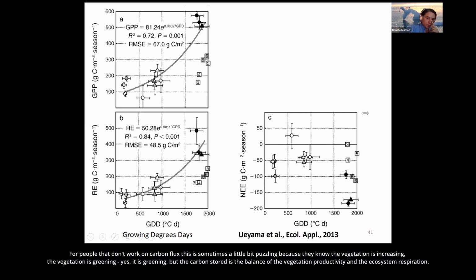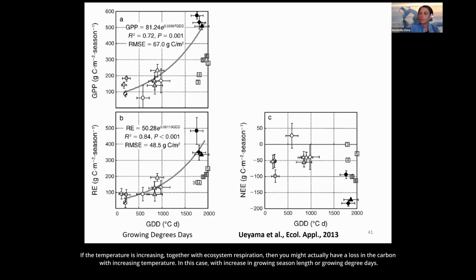For people that don't work on the carbon flux stuff, this sometimes is a little bit puzzling, because they say, no, but I know the vegetation is increasing, vegetation is greening. Yes, it's greening, but the carbon stored is actually the balance of the vegetation productivity and the ecosystem respiration. So if the temperature is increasing, also ecosystem respiration, so then you might actually have a loss in the carbon with increasing temperature. And in this case, with increase in growing season length or growing degree days.